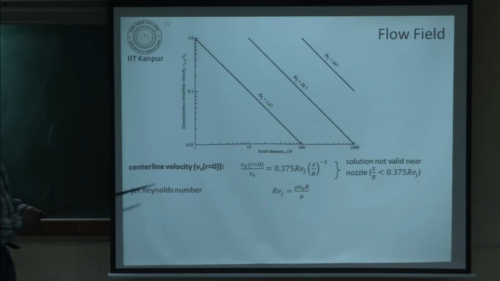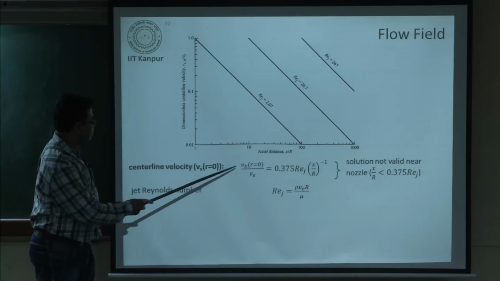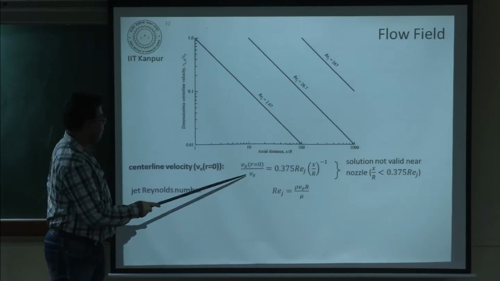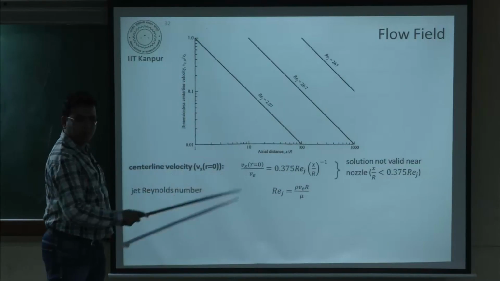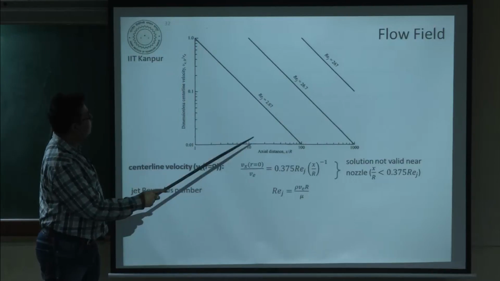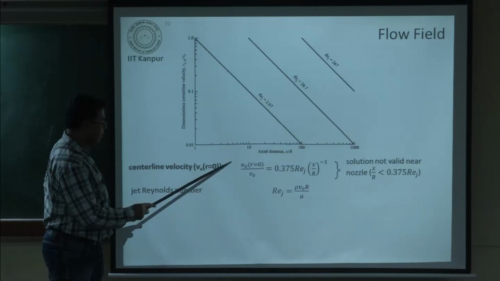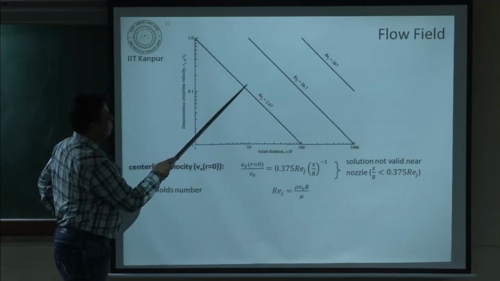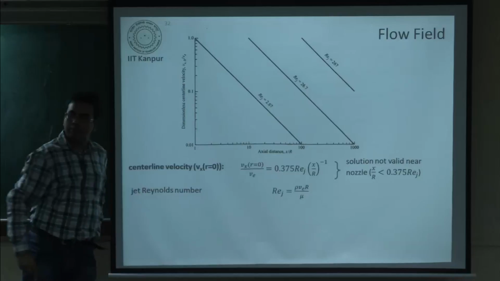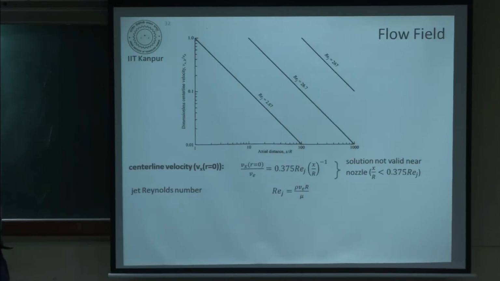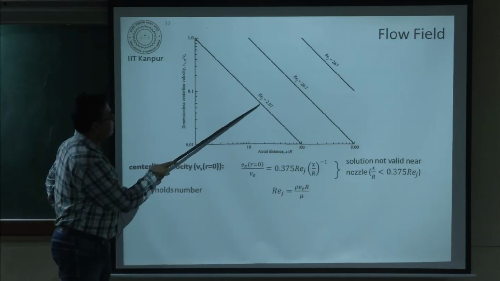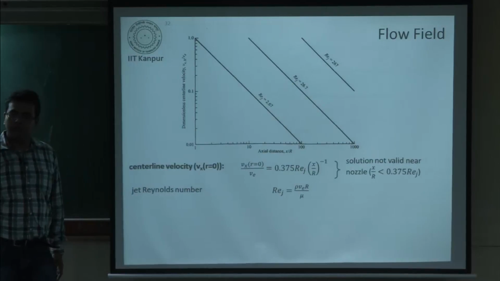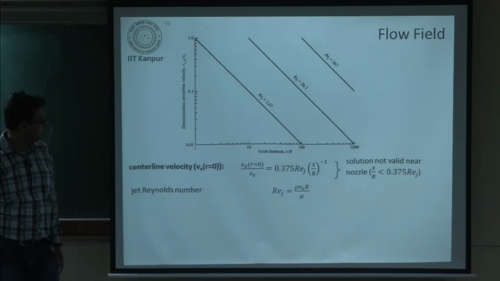Now if I plot this center line velocity, this is the center line velocity expression that we already derived, in the xy plot on a logarithmic scale. So you need to take a log of this side and log of this side, and you see that the slope of this line will be -1. And if you increase the Reynolds number, it will gradually move to this side.